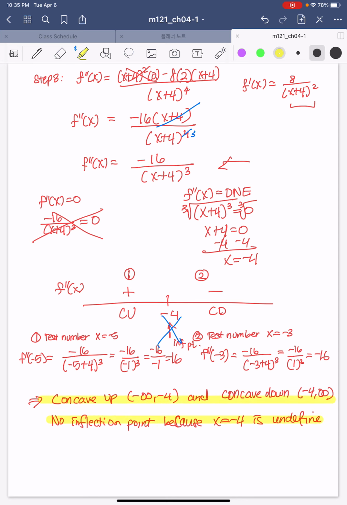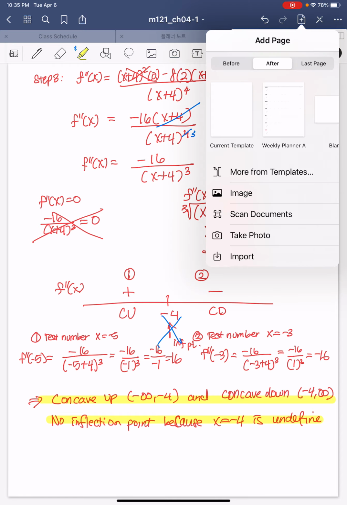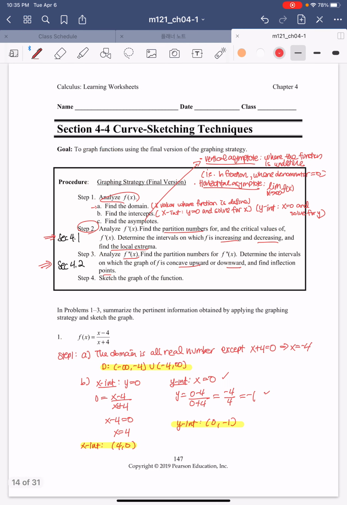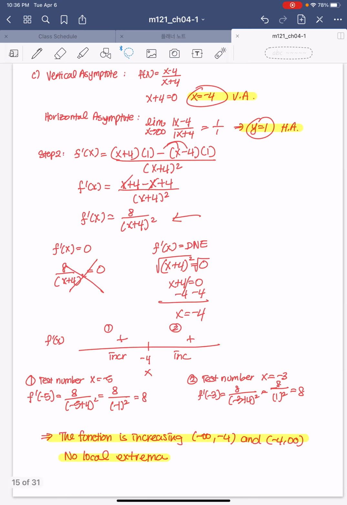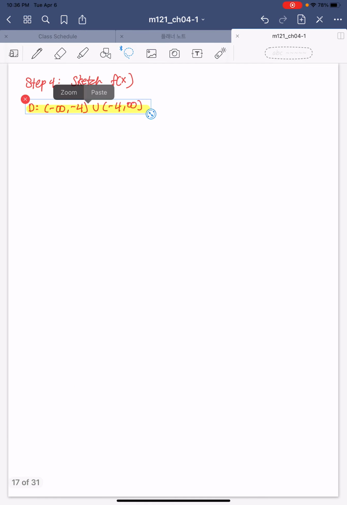Now, let's use all this. Step 4 is using all this information to sketch the graph. You see how many pages I take showing all the steps. Step 4 is sketch f of x. So I'm going to go back and basically copy down all the highlighted things because those are all my information to use to sketch the graph.